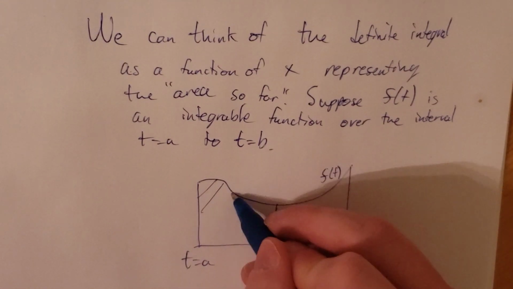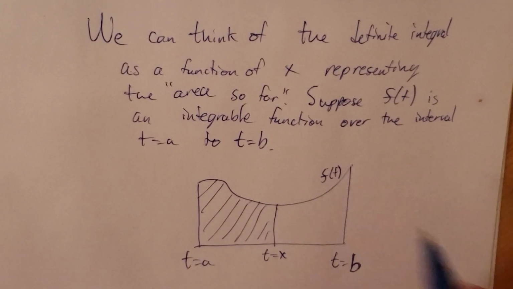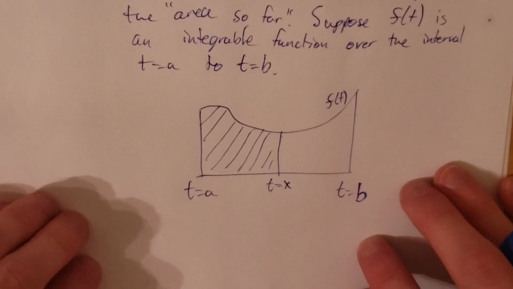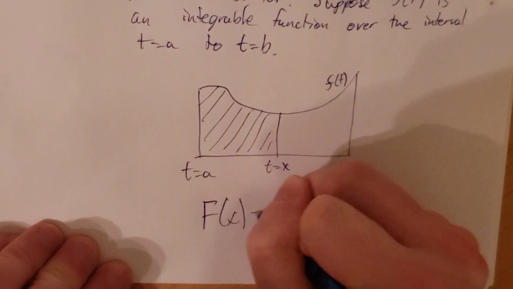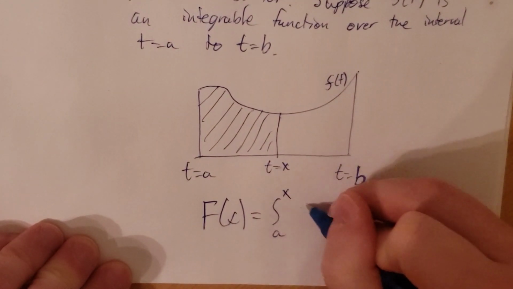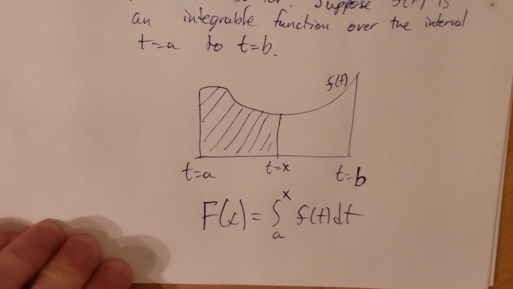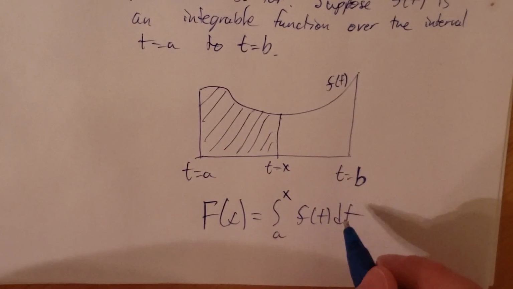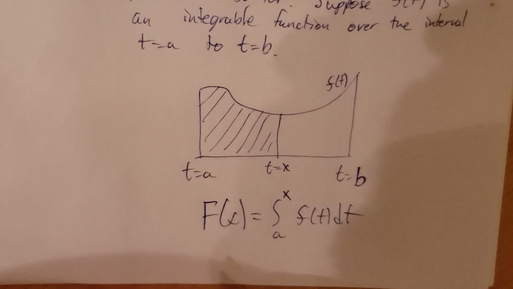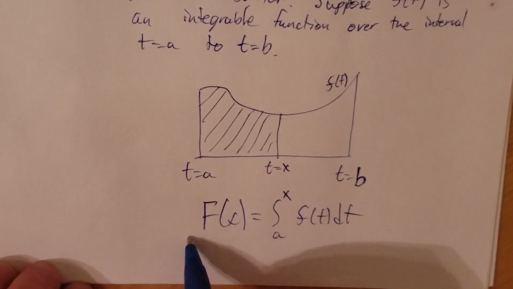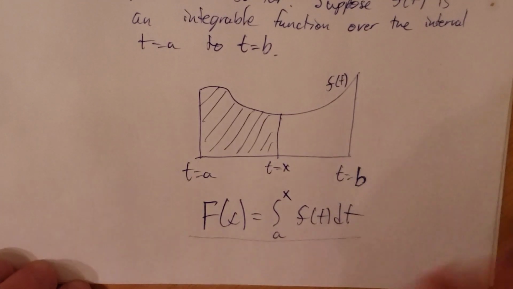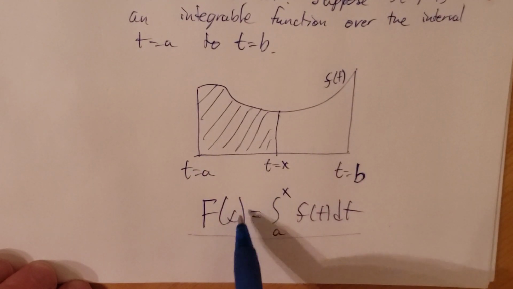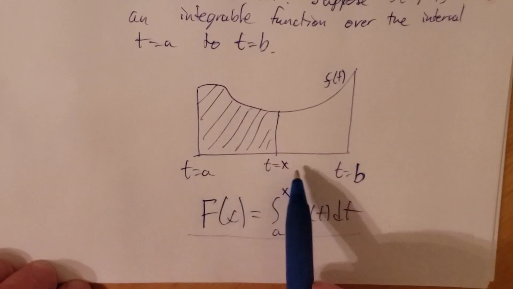Well, if we do that, then we can actually define a function that represents this area, the area of the shaded region. And that is the function capital F of x equal to the integral from a to x of f of t dt, using our integral notation that we introduced in the previous video. All right. So here is our function to represent the area so far, right? As x changes here, this gives us a function that will output the area under the curve from a to x.